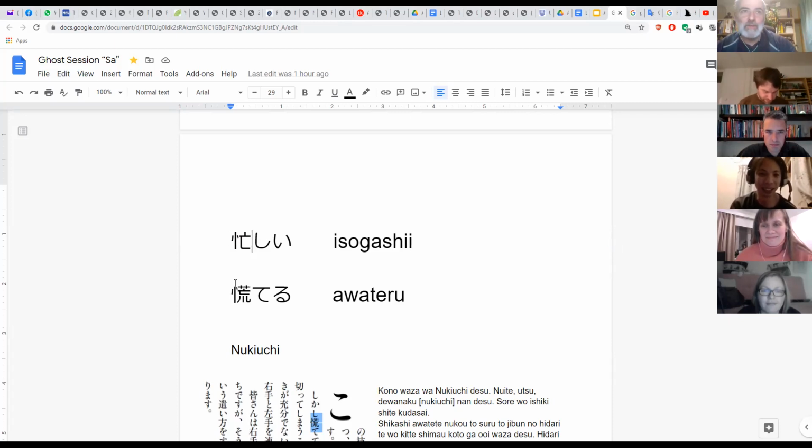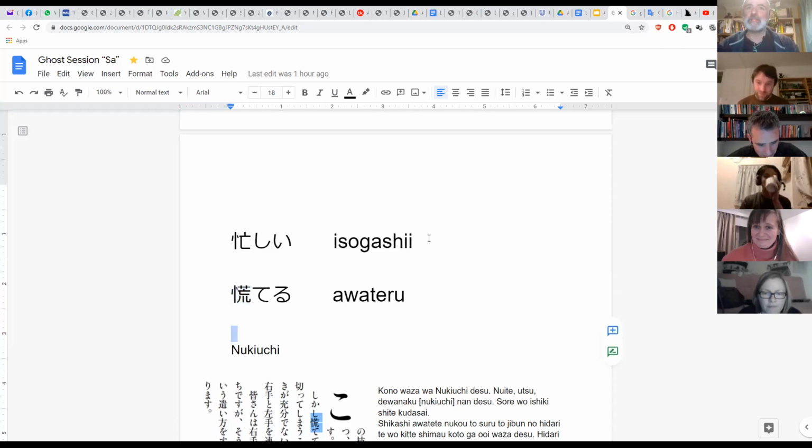And then this is kind of repeated here, isn't it, in awateru. Can you talk through how this is made? You have the heart radical, and the right side, I would say that's the phonetic part of the kanji. The phonetic part tells you the pronunciation. And it means to desert. Oh, so your mind deserts you. Yes.